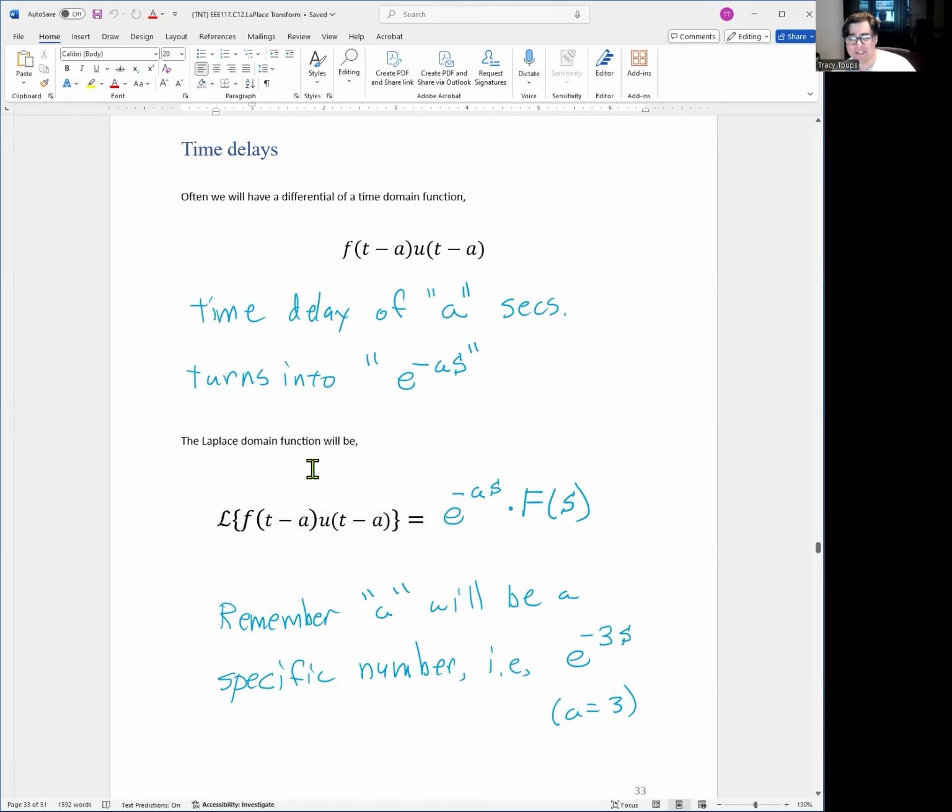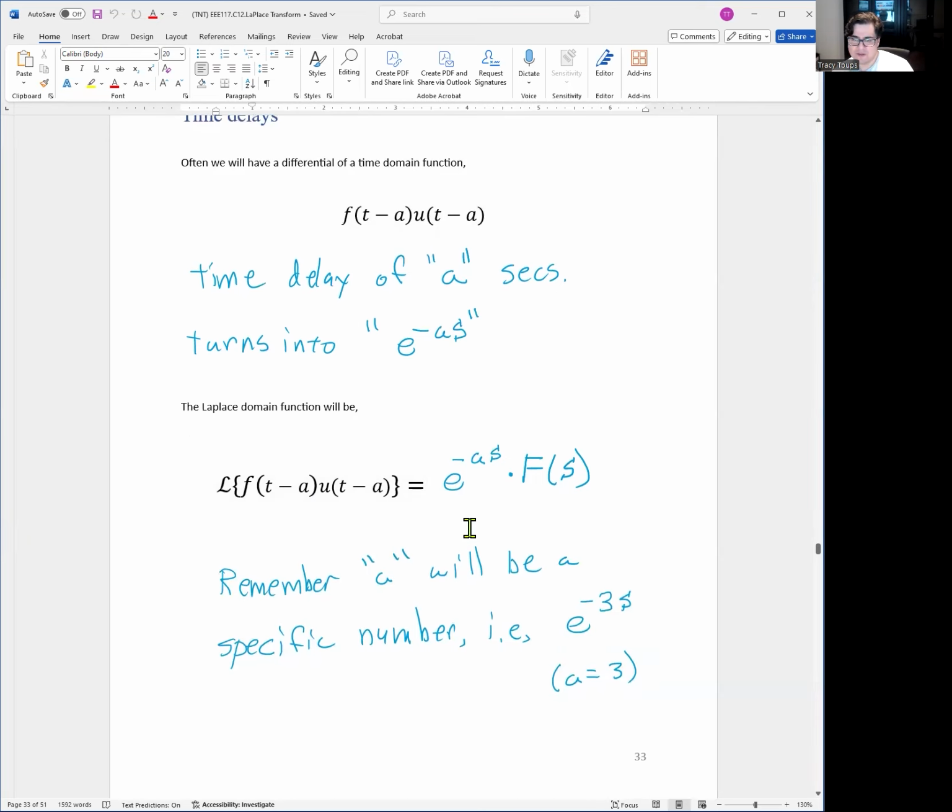We're just trying to make things easier by taking the original function, splitting it off from this extra addition we're putting on, and just using a table for the original function and making some extra rules for these add-ons like differential integrations or time delays. Okay. So remember we said a is 3. So specifically here, I would write e to the negative 3s. And that would signify a 3-second time delay.